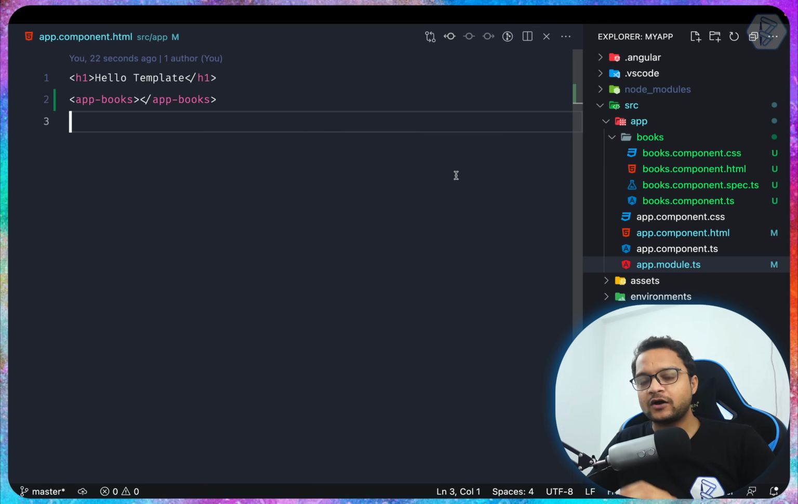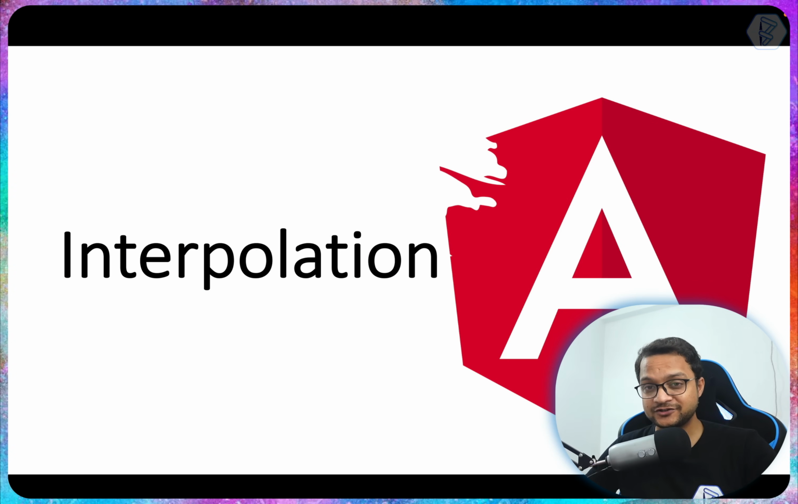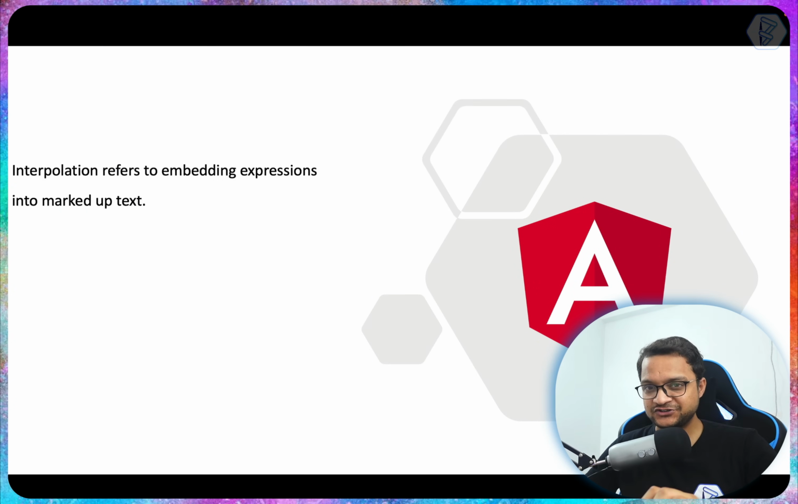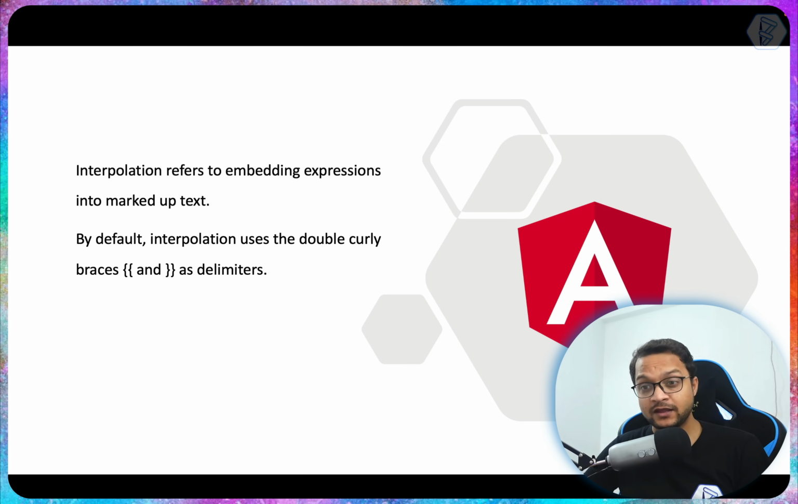Now let's talk about the interpolation. By definition, interpolation refers to embedding expression into markup for text. Yes, this is confusing, but basically it says you have to add some variable values in your template, then use the interpolation thing. And what is interpolation? Interpolation uses double curly braces as the delimiter. That means you can use the double curly braces and the variable name in between to have the value of that in your template. Simple.